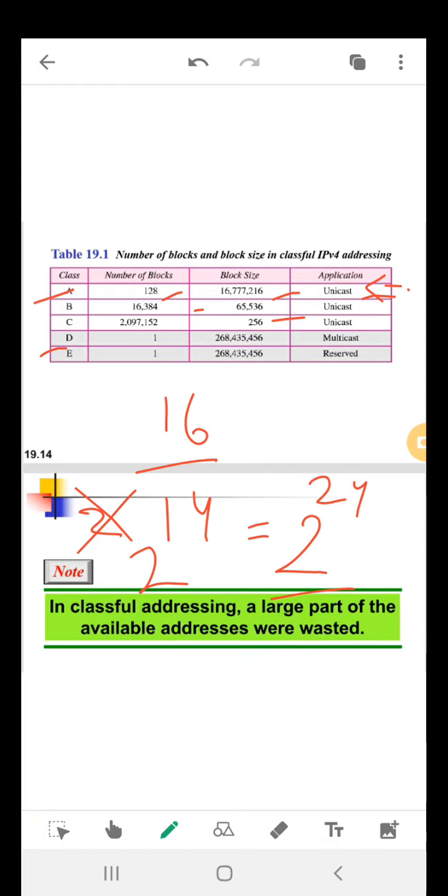In class D and class E, only the first 4 bits are fixed, and the remaining bits we can use to generate the different possible combinations.